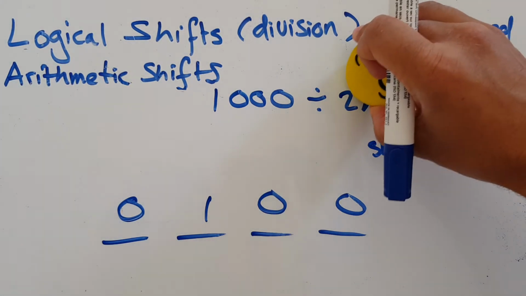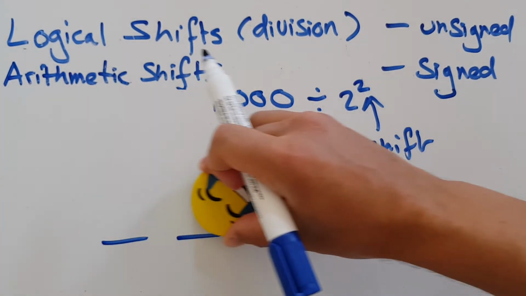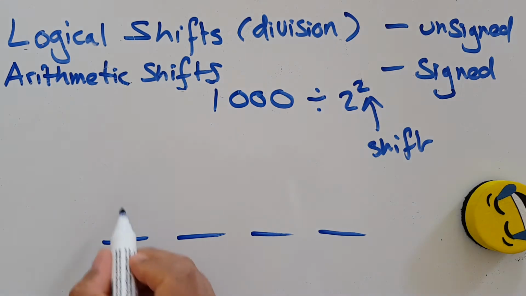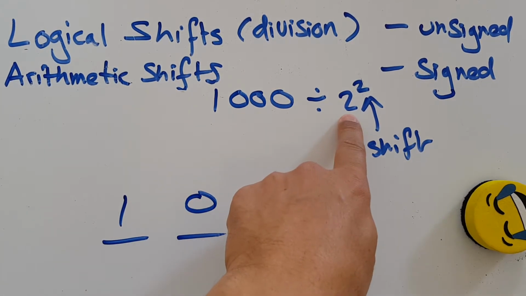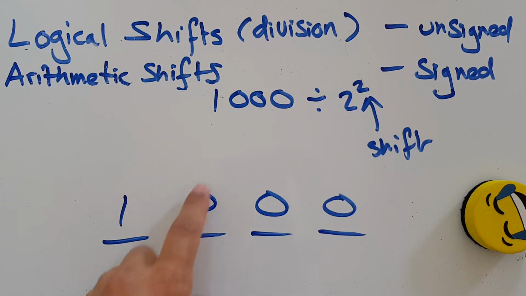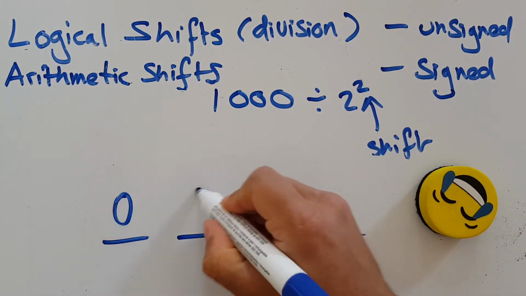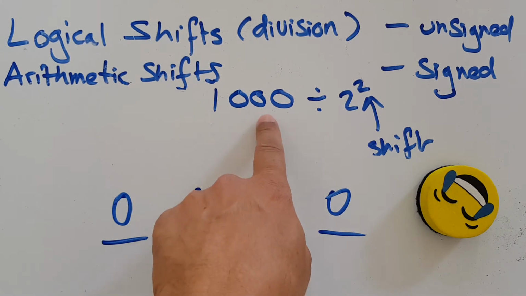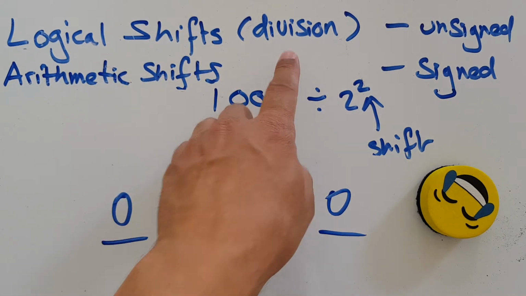Let's try another one. Let's say it's 2 to the 2, which is 4. And I write out my binary again. So what am I doing? I'm doing 8 divided by 2 to the 2, which is 4. 8 divided by 4. How many shifts? 2 shifts. 1, 2. So that's where my 1 drops. So 8 divided by 4 is 2. And that's it. That's how you do a logical shift with division.